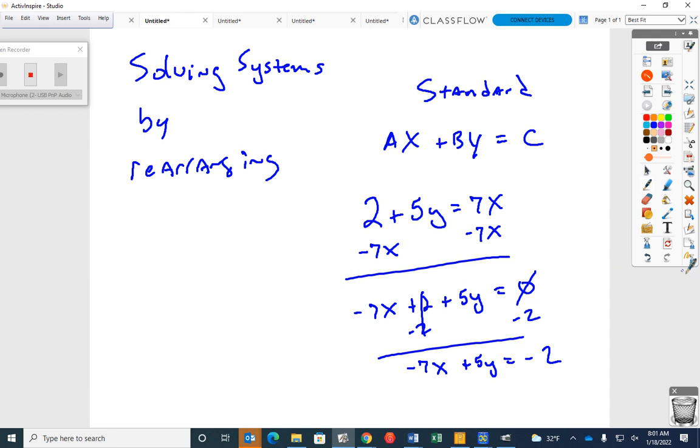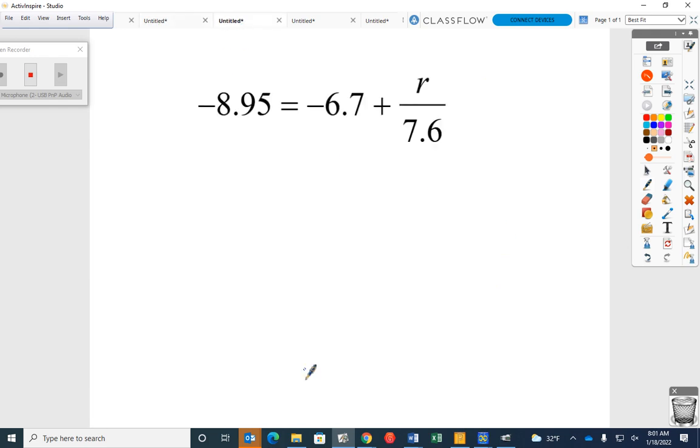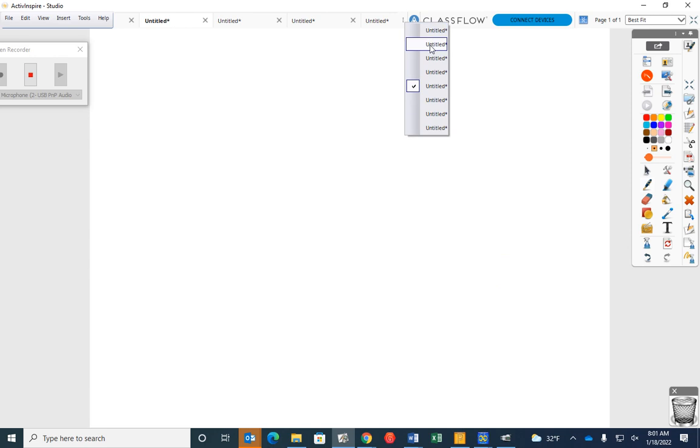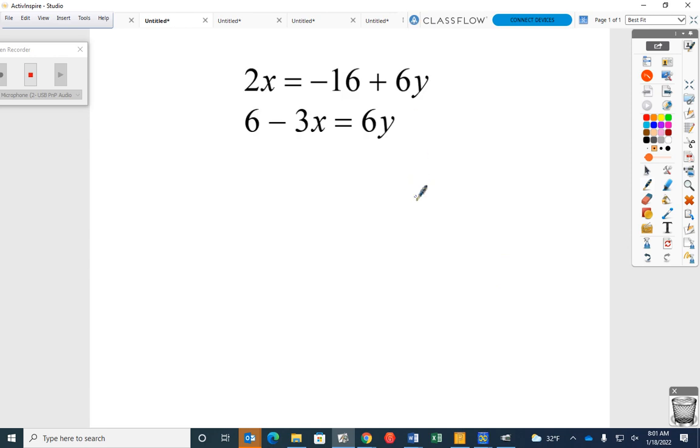Okay, so let's take a look. If I have a problem like this, oh, sorry, wrong one. There we go. I got a problem like this. Okay, I need to rearrange these equations so that they are both in standard form. Okay, because once they're in standard form, I'm going to be able to solve them by elimination. Okay, now, you saw what we did. I don't expect you to go through all those steps. You can do that in your head.